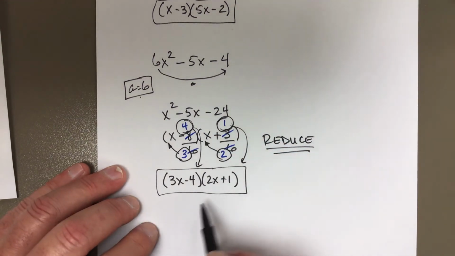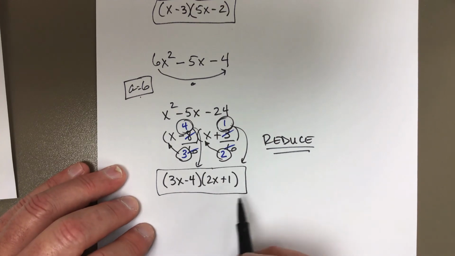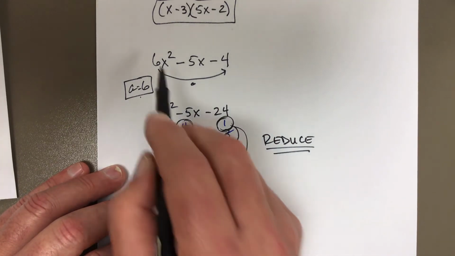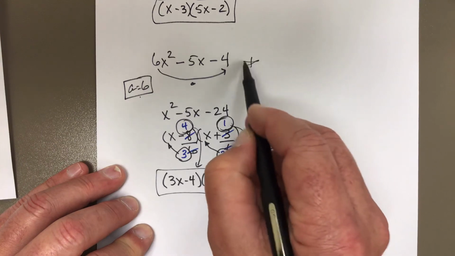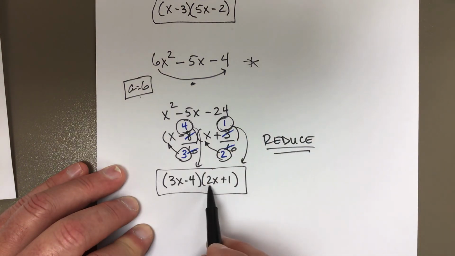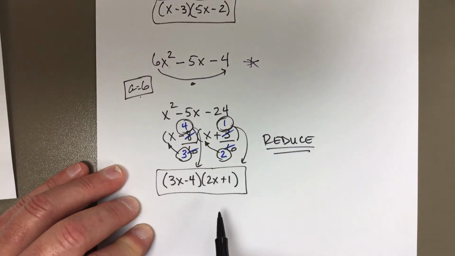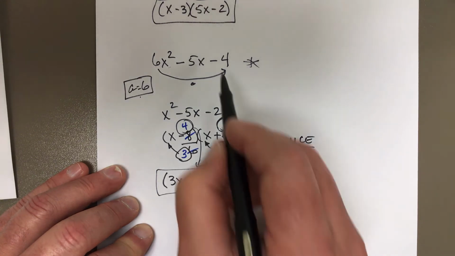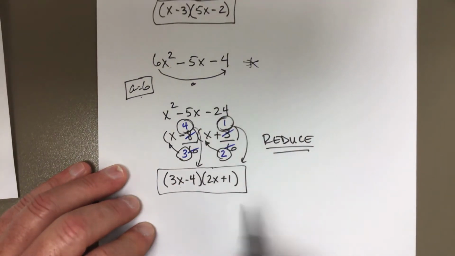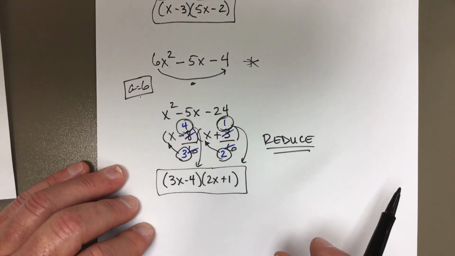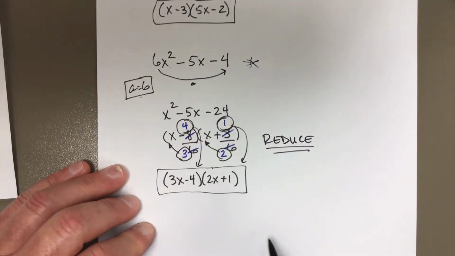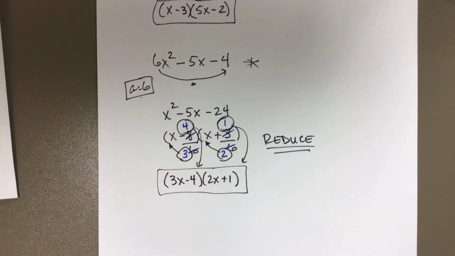So don't forget that. Now, a real quick way to check to see if you did good. Remember, we're not looking for this one, we're looking for here. This is our beginning. So 3x times 2x is 6x squared, and negative 4 times a positive 1 is a negative 4. If I check those two, I'm going to be pretty confident in my ability to get negative 5x in the middle, okay? So that's what we were looking for, all right? So that's what you need to do with this.